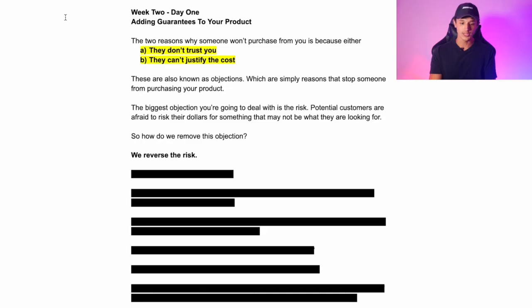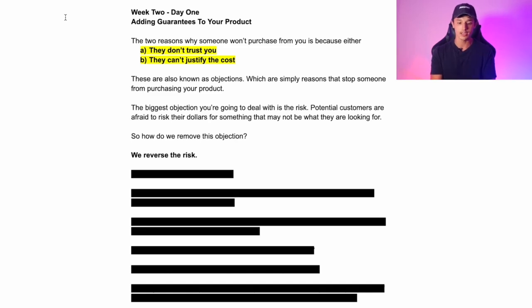So let's go. When it comes down to the wire, there's really 2 main reasons as to why someone won't purchase from you. And it's either because they don't trust you or they can't justify the cost. And these are also known as objections, which are simply just reasons that stop someone from moving forward. And in this case, purchasing your product. And the biggest objection that you're going to deal with here selling digital products is the risk. Potential customers are afraid to risk their hard-earned dollars for something that they don't know if it's going to be exactly what they're looking for or if it's a fair trade-off in value.